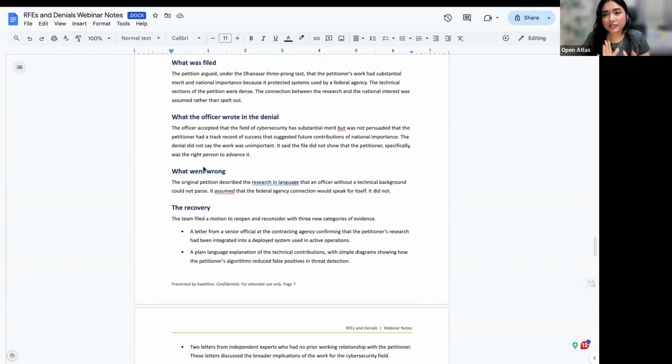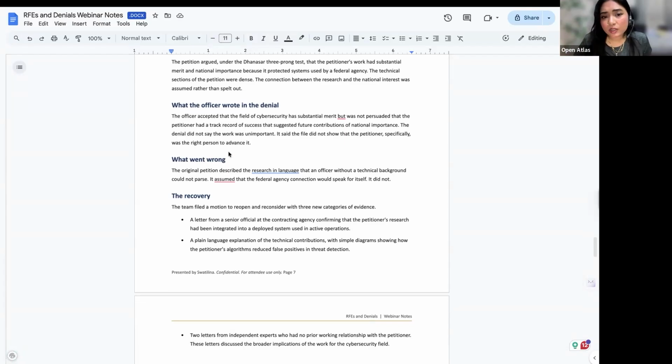of national importance. Always remember, when you are filing an NIW, you have to be very cautious about how the impact is on the future. O-1 or EB-1A doesn't need the future. It does need an FMD, but the whole NIW thing revolves around how you will position yourself in the future. That's the reason why it got denied, because it could not make a proper track record of success that suggested the future contributions of national importance.